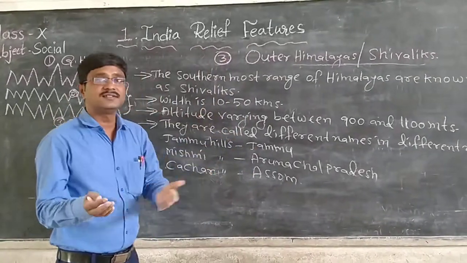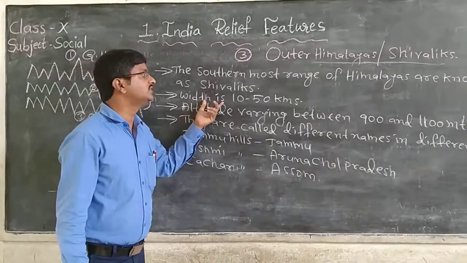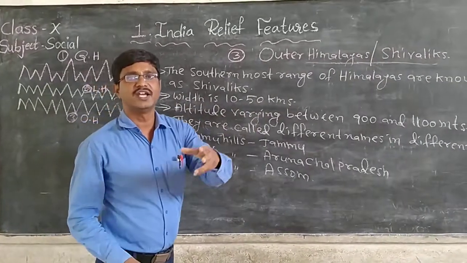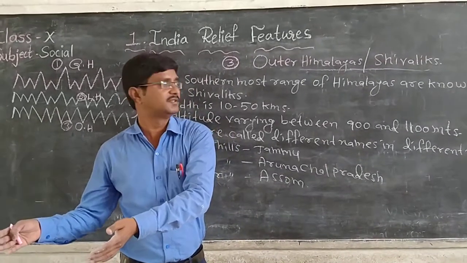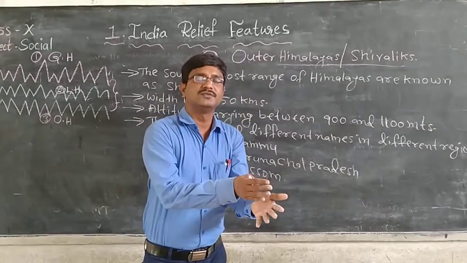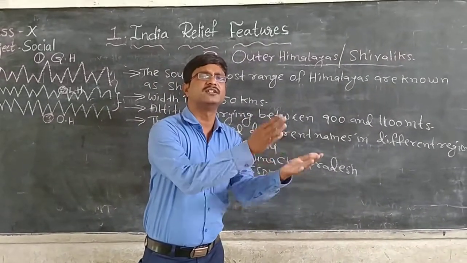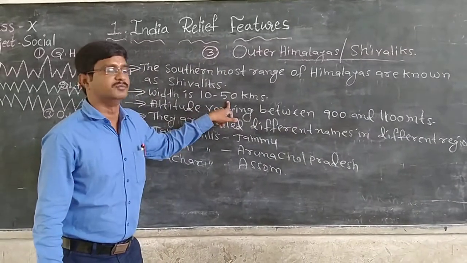What are the characteristics of Shivaliks? What is the width? The width of the Shivalik mountains is 10 to 50 kilometers. It means in some regions the width is 10 kilometers, and in other regions the Shivalik's width is 20 kilometers, 30 kilometers, like that. The width is between 10 to 50 kilometers.